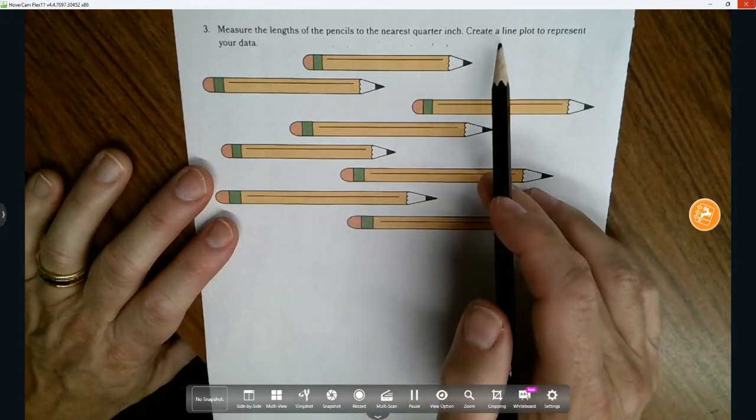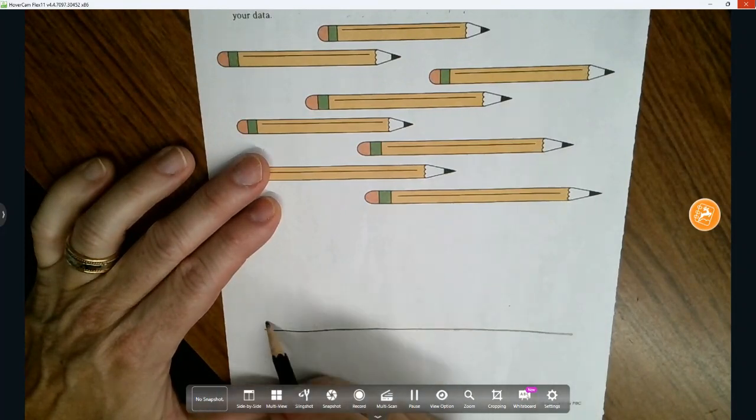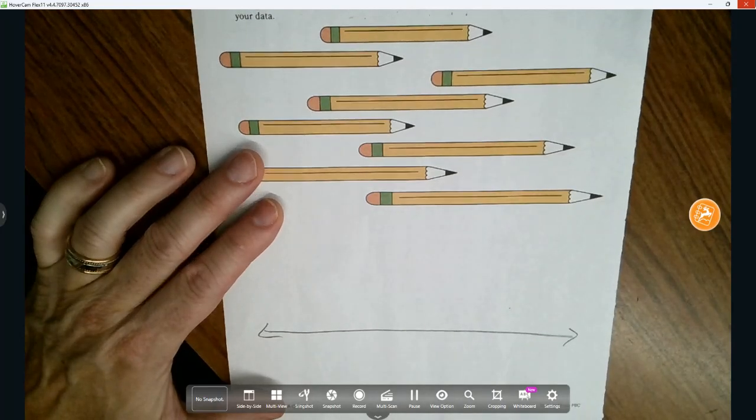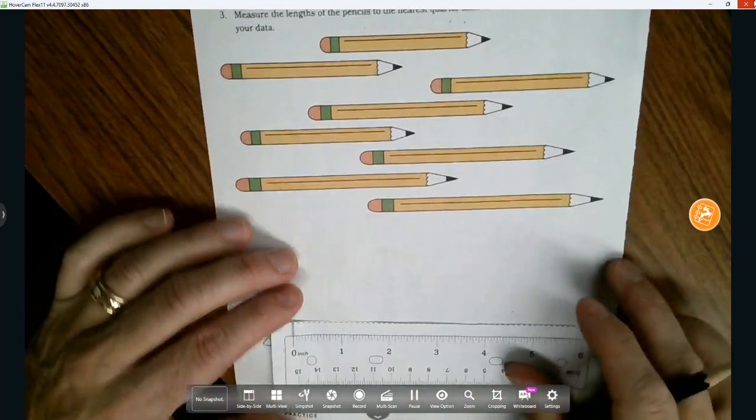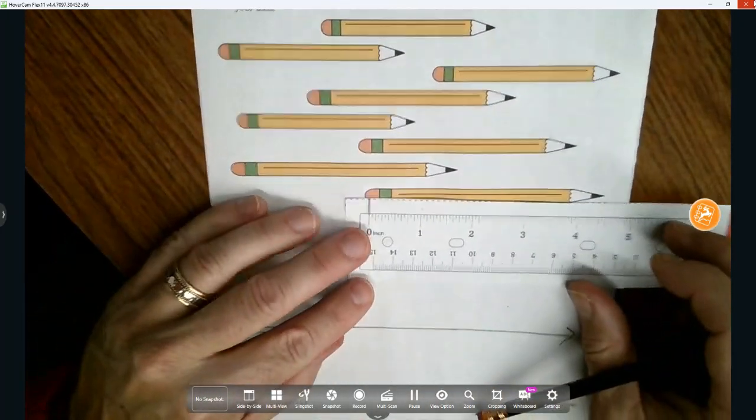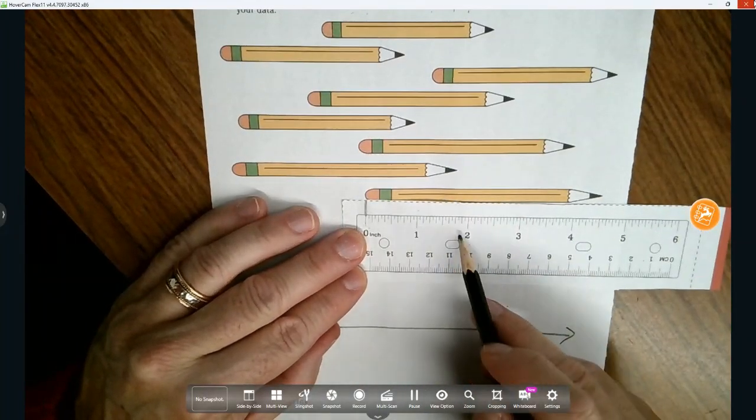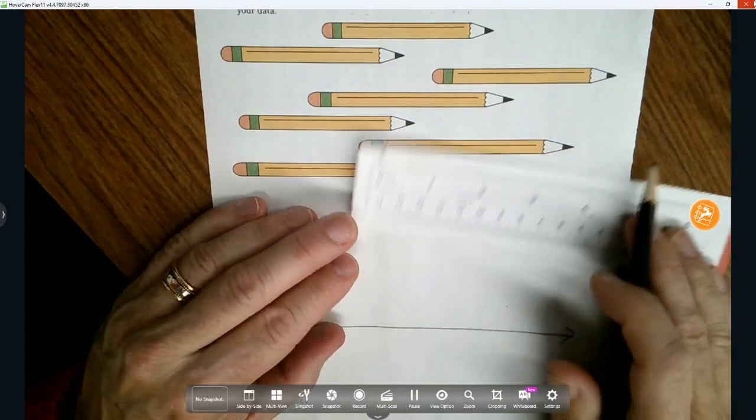On the back, just like yesterday, it says measure the lengths of the pencils to the nearest quarter inch. Create a line plot to represent your data. So line plot, there, there. Now once you get a measurement, write it on there. So if we look at one of them and we find our distance, oh look, I have yesterday's ruler. I'm all set. Let's take this first one. I'm going to go from eraser to pencil tip. So I have 1 inch, 2 inch, 3 inch, 4 inch, and I'm about halfway. So I'm going to say 4.5 inches.